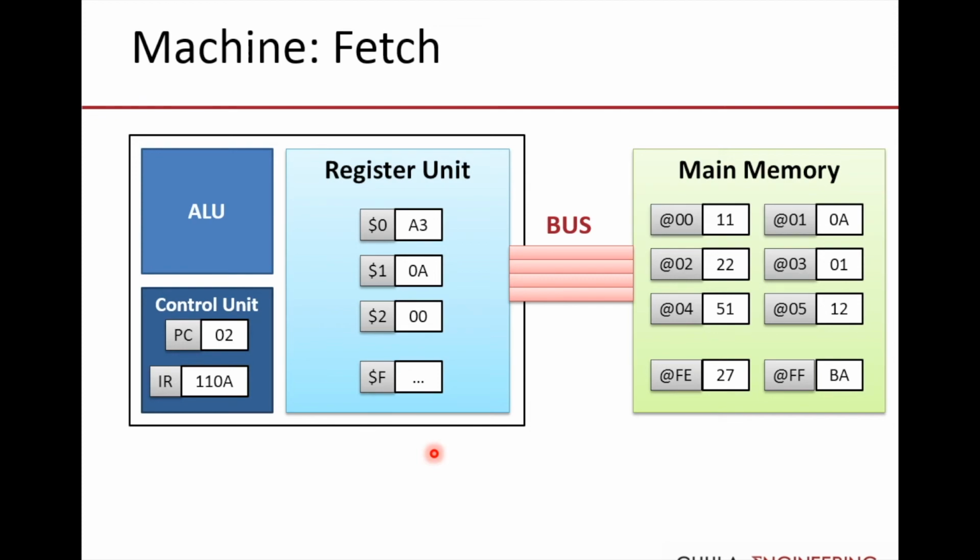Let's take a look in detail at how the fetch step is performed by the CPU. Suppose that the program counter is at 02. This means the next instruction will be fetched from the memory at addresses 02 and 03.